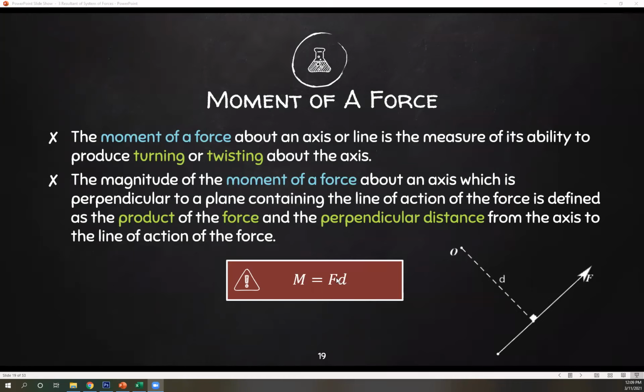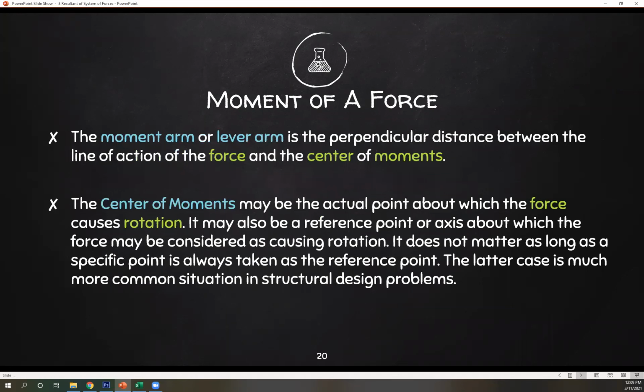What if I don't know the perpendicular distance? Then you're going to use Varignon's theorem, which we'll discuss later on. That D is what we call your moment arm. The moment arm or lever arm is the perpendicular distance between the line of action of the force and the center of moment. So again, that was your D.